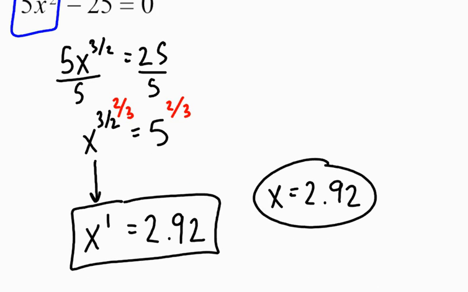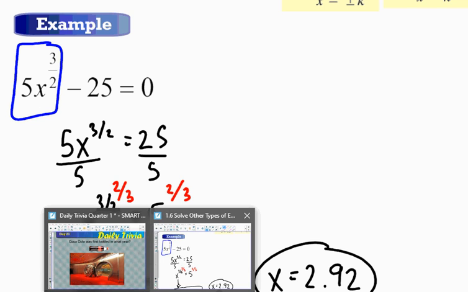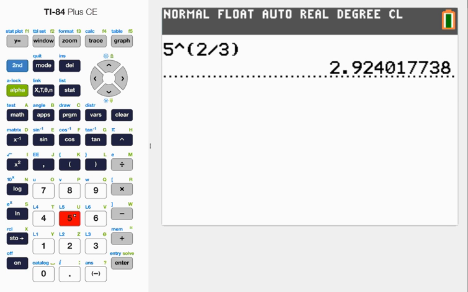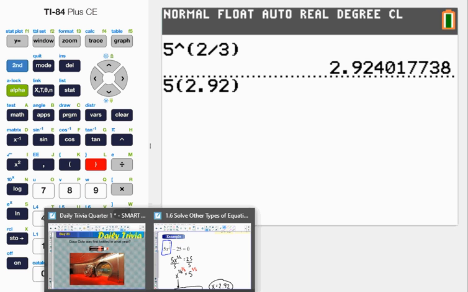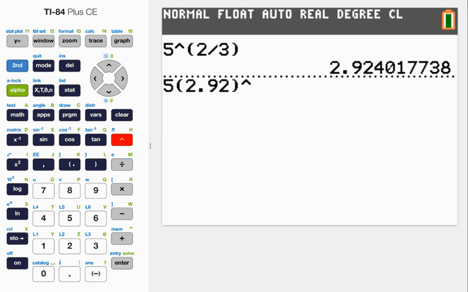You can check your answer by putting it back in. If I put 2.92 in here, let's check it. So 5, parenthesis 2.92 to the original equation, to the power of 3 halves, so to the power of 3 divided by 2.